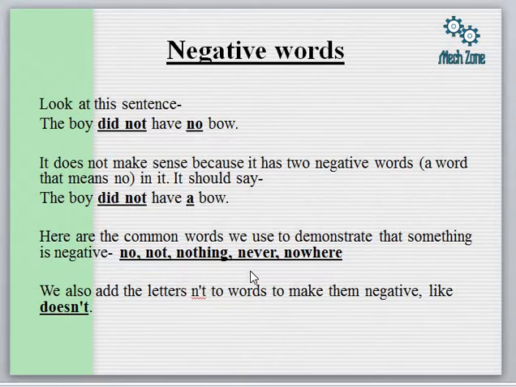Here are the common words we use to demonstrate that something is negative. No, not, nothing, never, nowhere. So these are the negative words that are generally used in sentences. We also add the letters N apostrophe T to words to make them negative, like doesn't, ain't, can't. So all these words are also used to show negativity in a particular sentence.